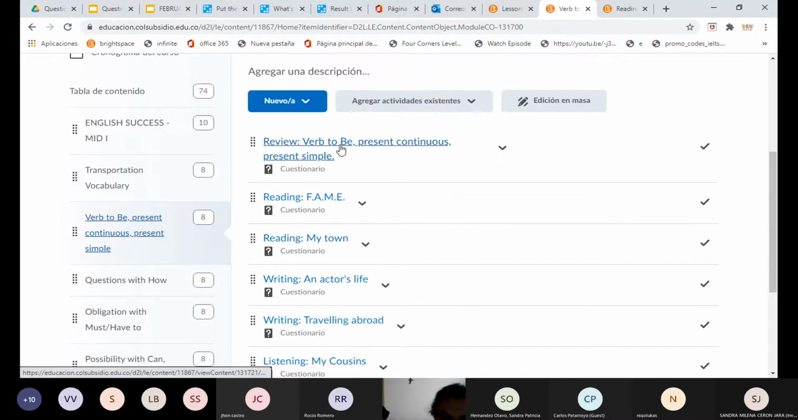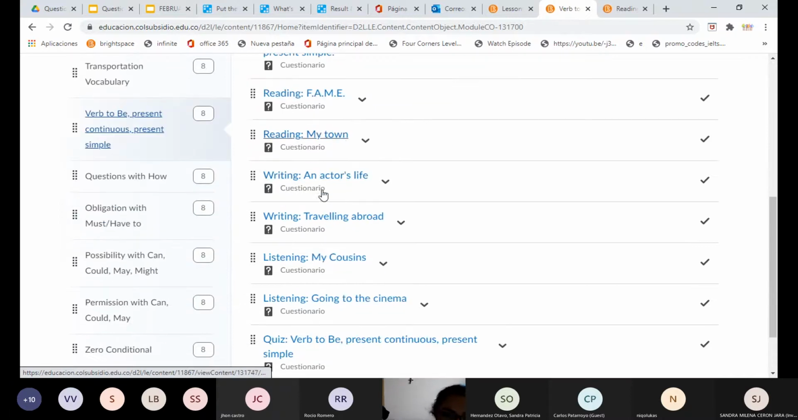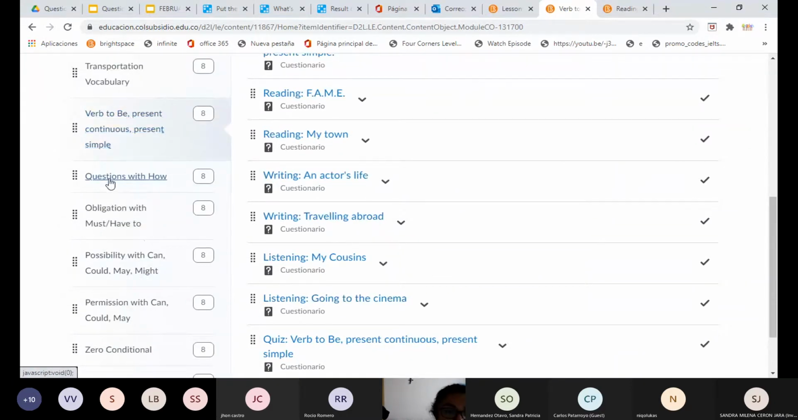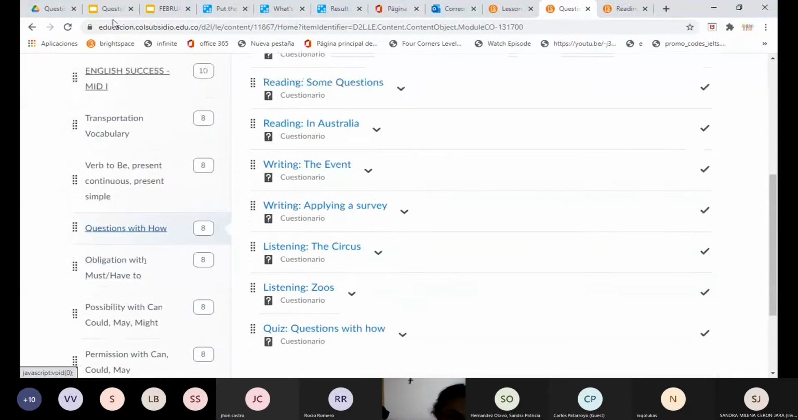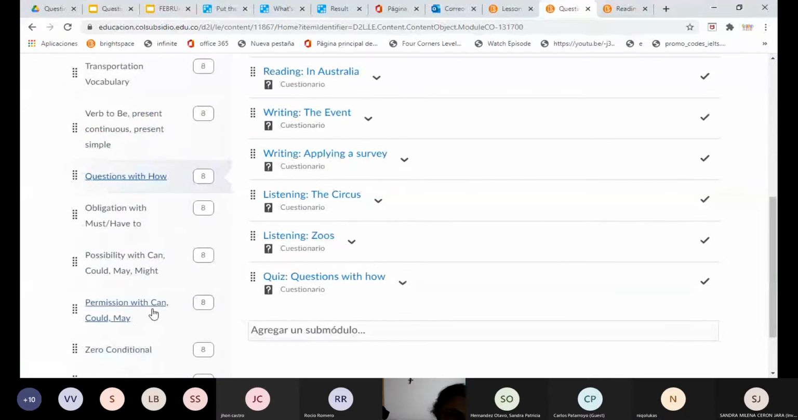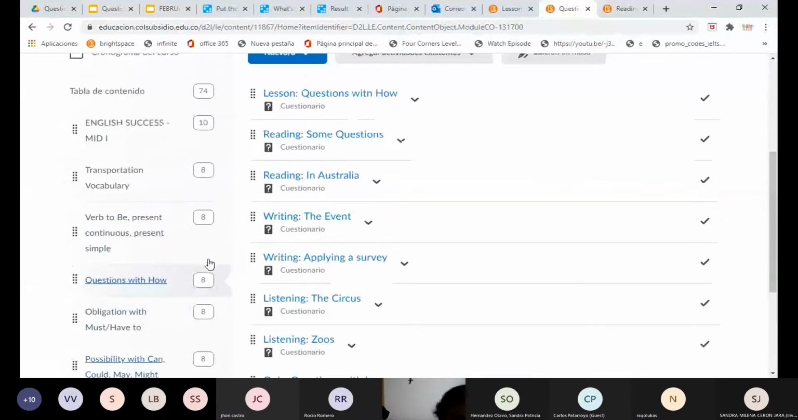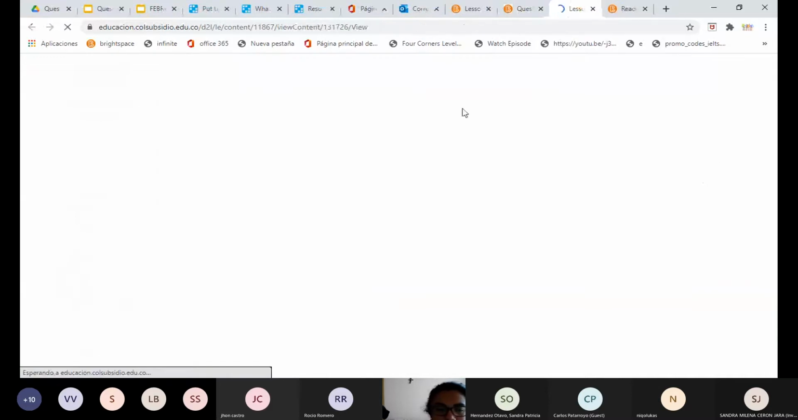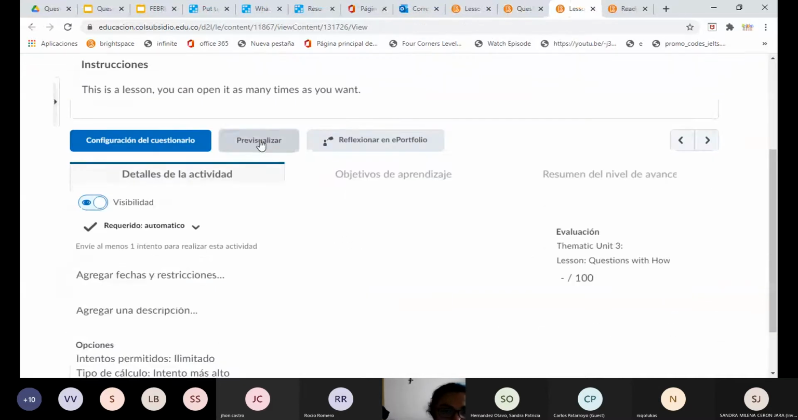So we have, again, the lesson where you will see a video, two reading activities, two writing activities, two listening activities, and a quiz, okay? For example, this week, we have questions with how. Remember, here on the left side, we always find the information about the lessons. This week, we check questions with how. So we have the lesson, which usually has a video. Remember, the lesson has a video, okay?